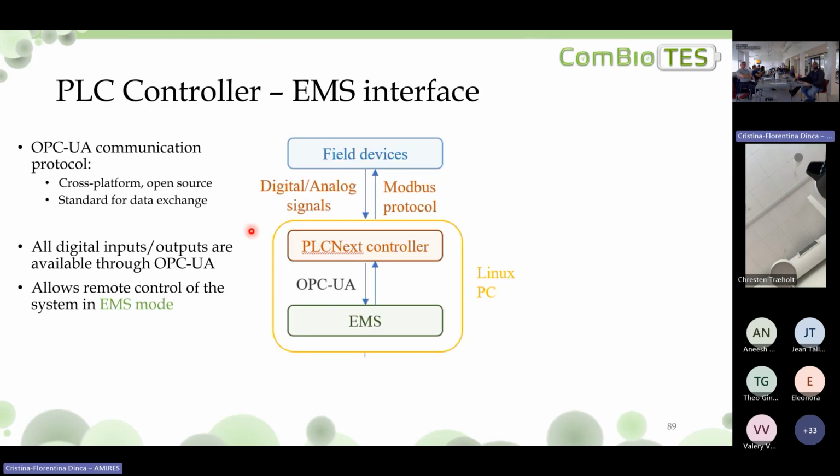Now moving beyond the local low-level control in the manual mode, the PLC controller, through the open OPC UA communication protocol, is able to exchange data and control signals with the EMS interface that allows remote control of the system.